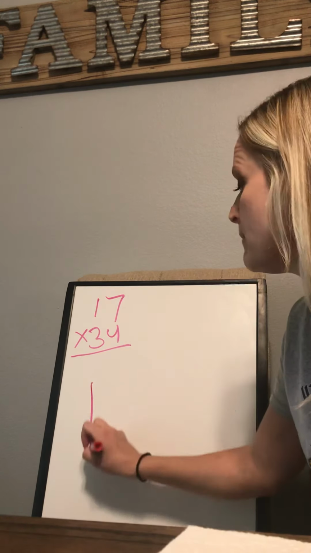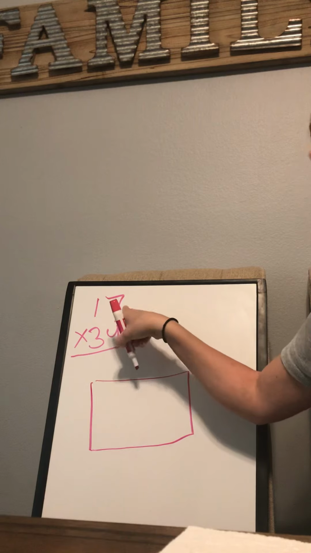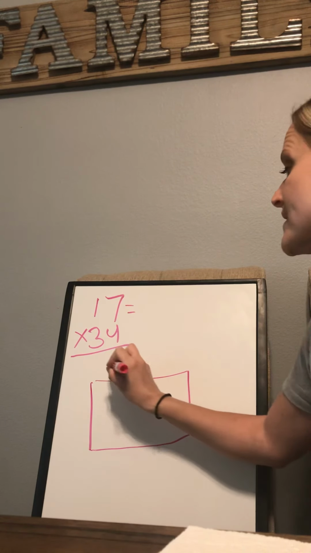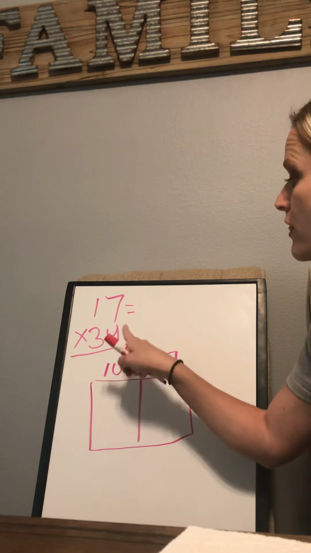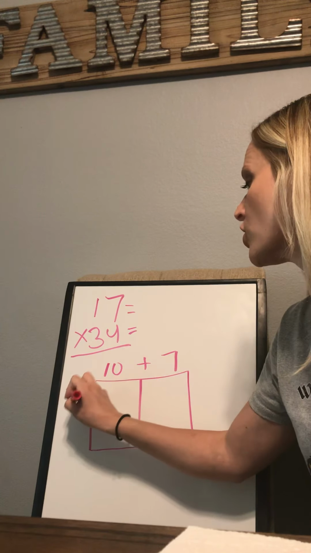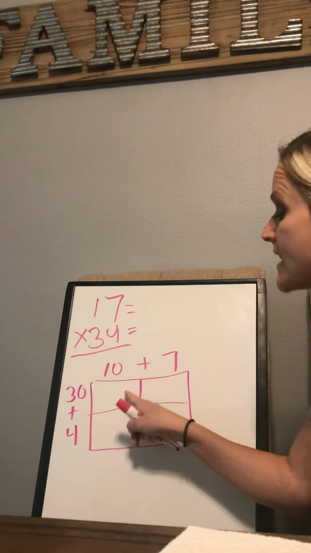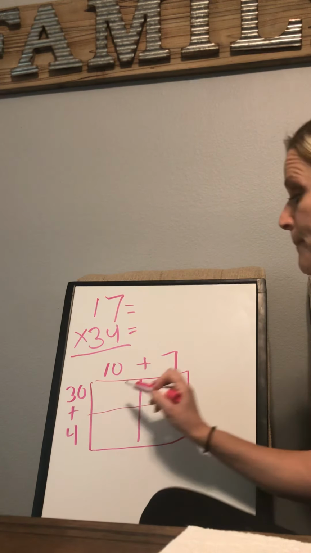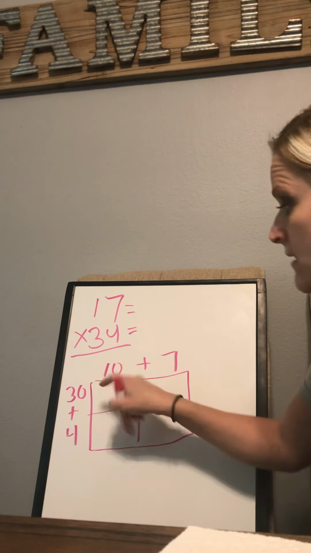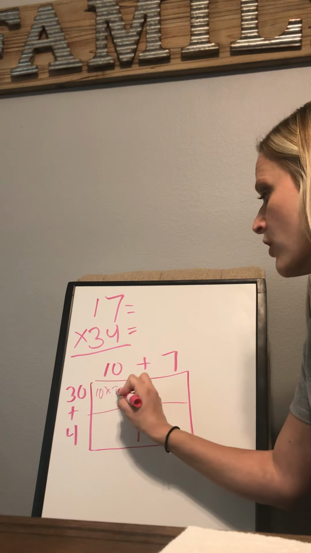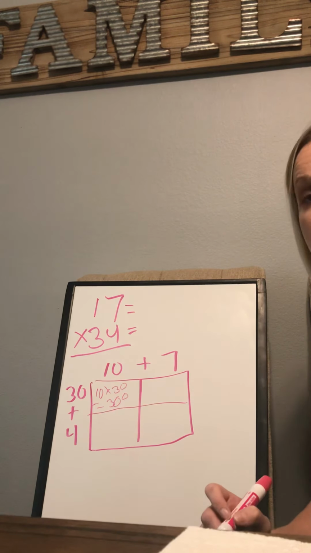So box method, and I'm going to make my box nice and big so I can read what I am writing. Break apart 17 into expanded form is 10 plus 7. Wherever you see the plus, you put a line. 34 broken apart in expanded form is 30 plus 4. Put a line where the plus is, okay? Inside each box, look at what's on top of the box and what's to the side of the box for what to multiply. So inside this box is 10 times, what's to the side? 30. 1 times 3 is 3. Add 2 zeros to my answer is 300.